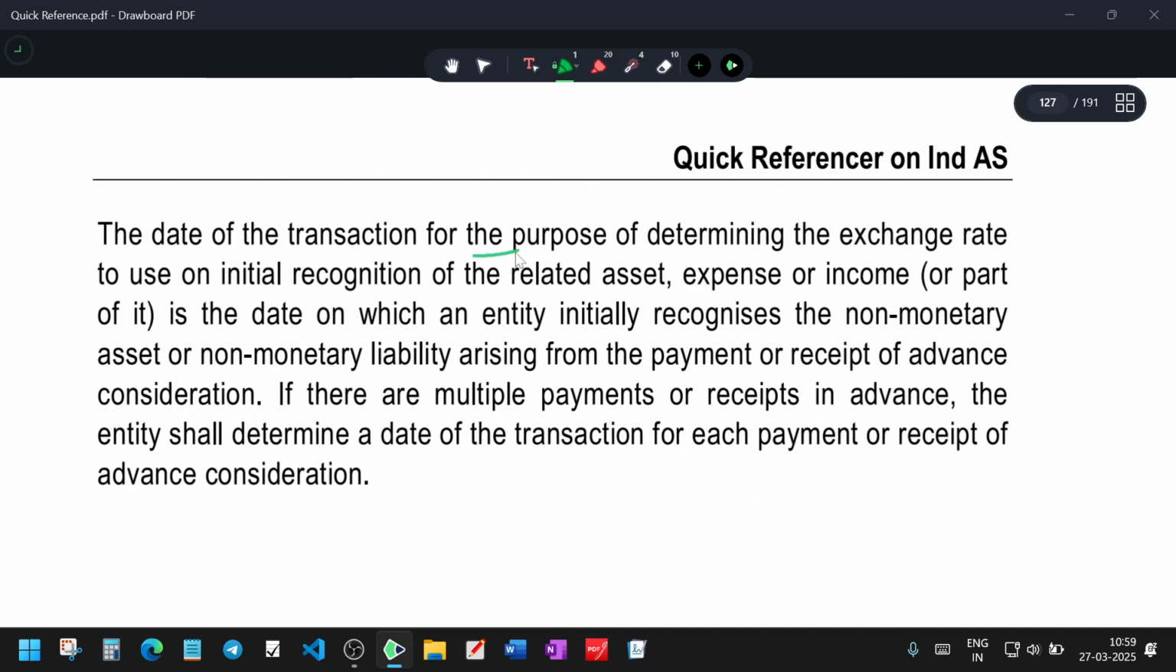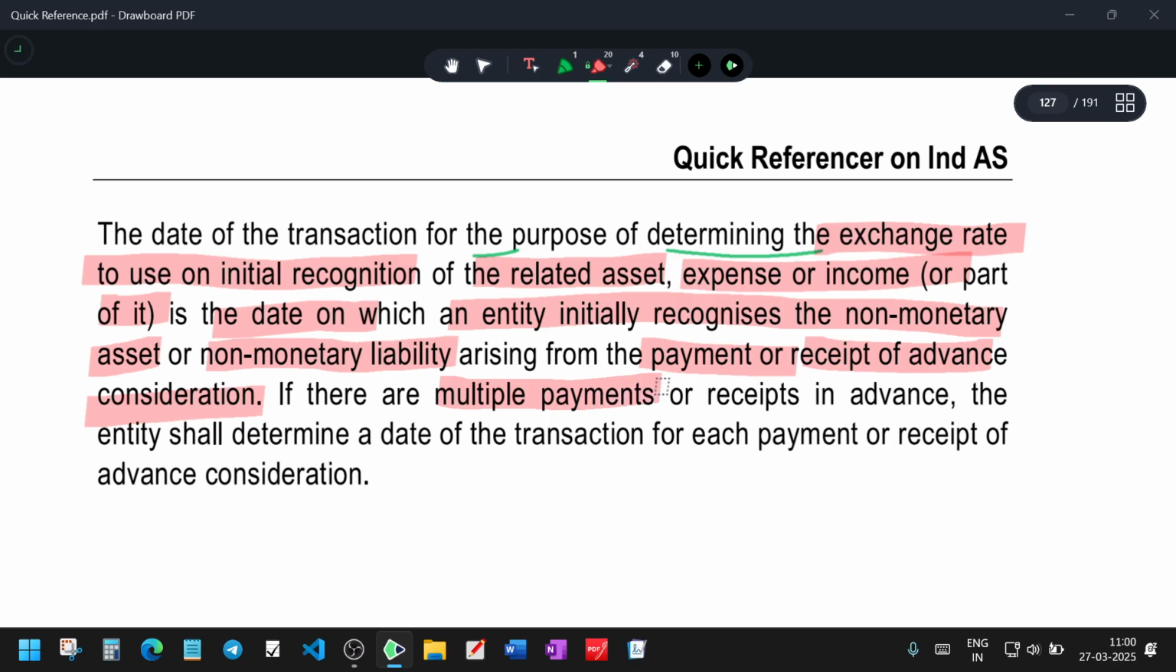The date of transaction, for the purpose of the exchange rate to use on initial recognition of the related asset, expense or income, is the date on which the entity initially recognizes the non-monetary asset or non-monetary liability arising from the payment or receipt of advance consideration. If there are multiple payments or receipts of advance, the entity shall determine the date of transaction for each payment and each receipt of advance consideration. So each payment and each advance you should take into consideration.